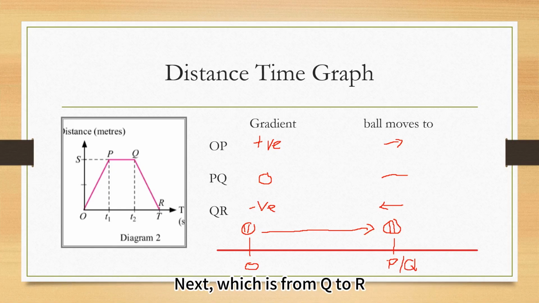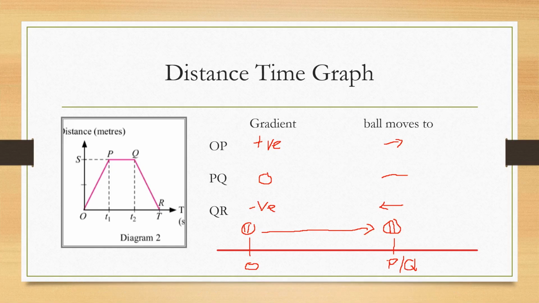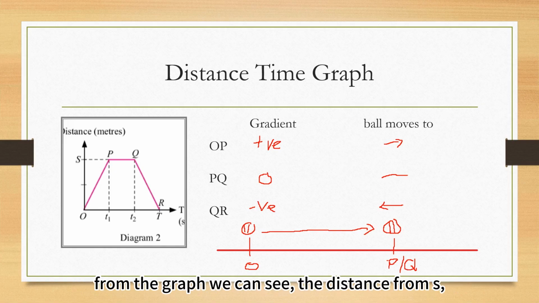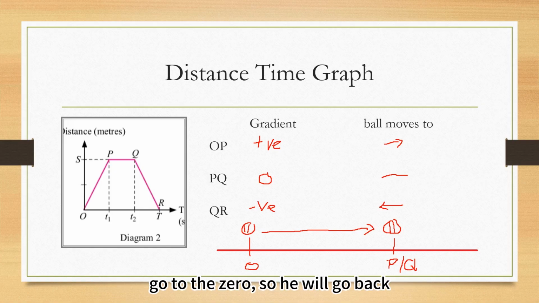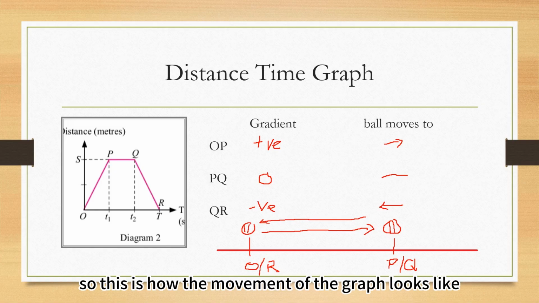Next, from Q to R, the gradient is negative, so the ball will move to the left hand side. From the graph, we can see the distance goes from S to 0, so he will go back to the previous position. So this is how the movement of the graph looks like.